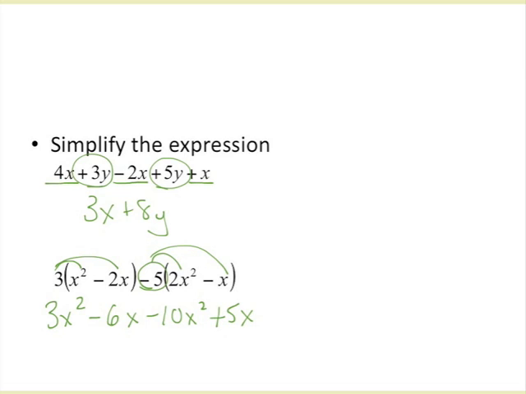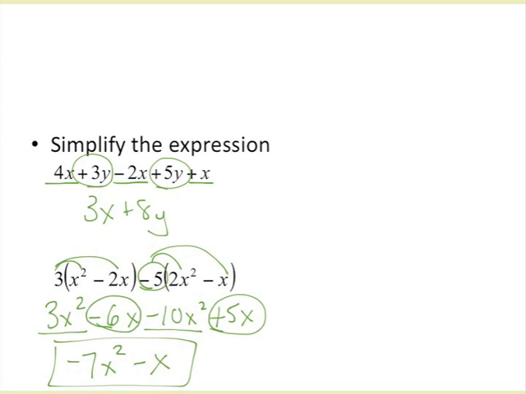Now combining like terms, we can look at our squares and get negative 7x squareds, and look at our plain x's and get negative 1x, or just negative x. If you write the 1 in there, that's totally fine. I wouldn't take off any credit for calling it a negative 1x. That's what it really is. Questions?